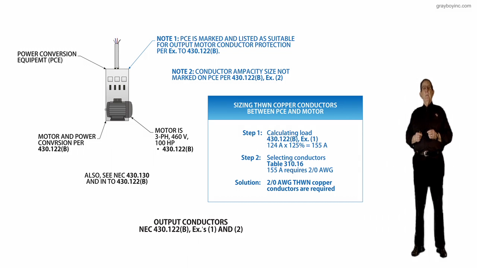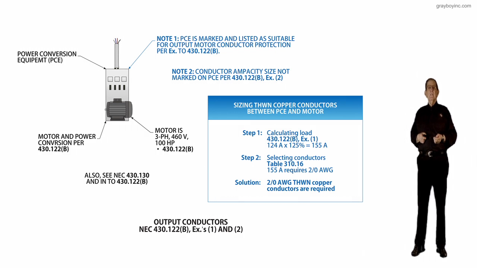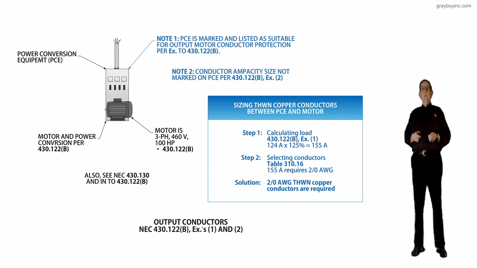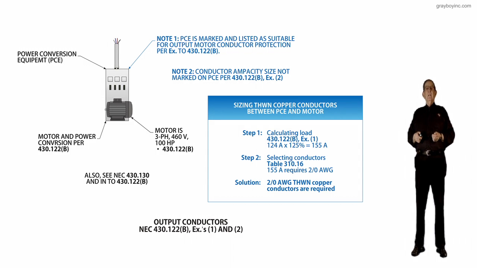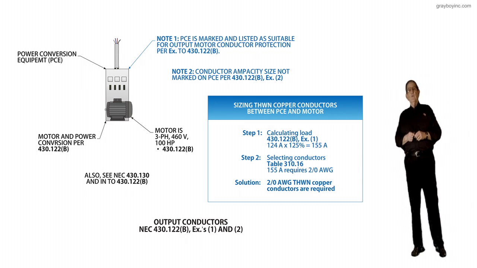take place. Now, first of all, look at the left-hand side of your illustration, and at the top, we look at power conversion equipment, and the abbreviation is PCE. Now, secondly, down at the very bottom, you have an arrow pointing towards the motor and the drive, and notice motor and power conversion per 430.122B.